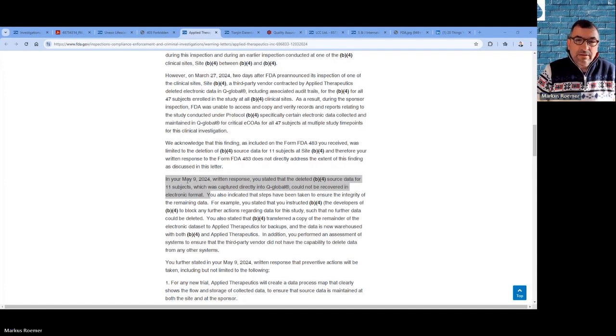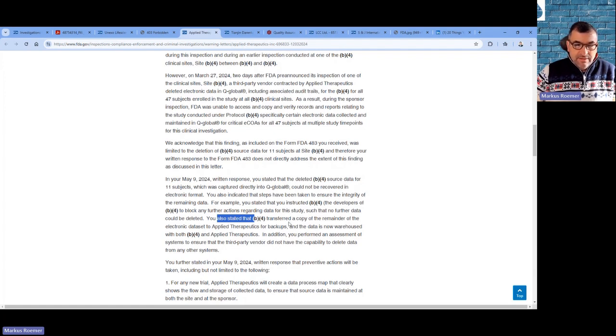So here, they didn't provide the records to the US FDA, and they were saying, yeah, we have deleted the records from the clinical study. And in the May 9, 2024 written response, you state that the deleted source data for 11 subjects, which was captured directly into whatever Q Global, could not be recovered in electronic format. You also state that you transferred a copy of the remainder of the electronic dataset to Applied Pharmaceuticals for backup, and the data is now warehoused with both, and blah, blah, blah.